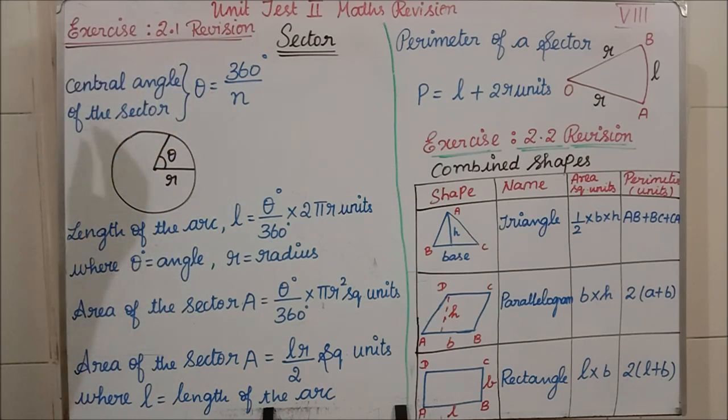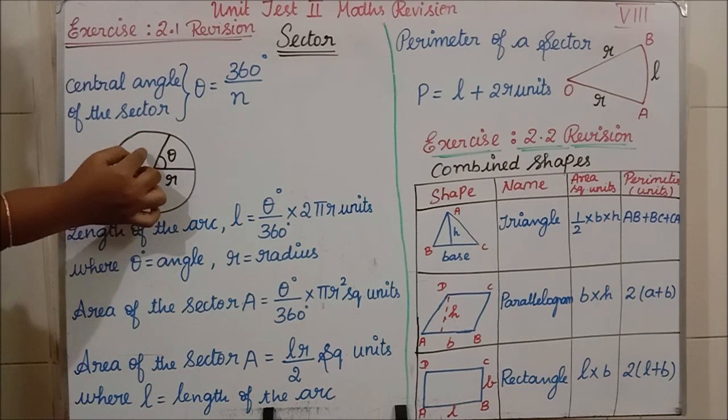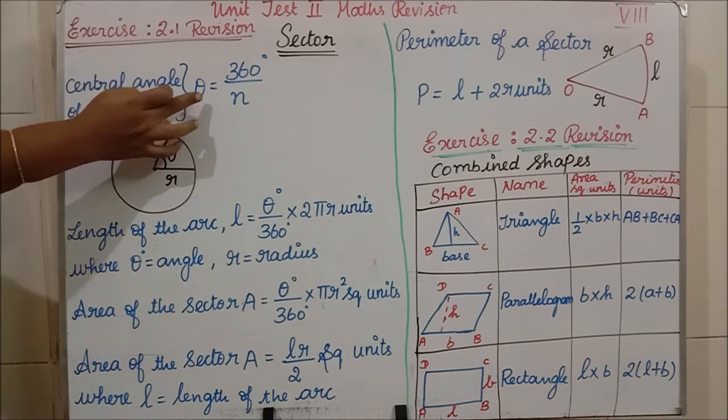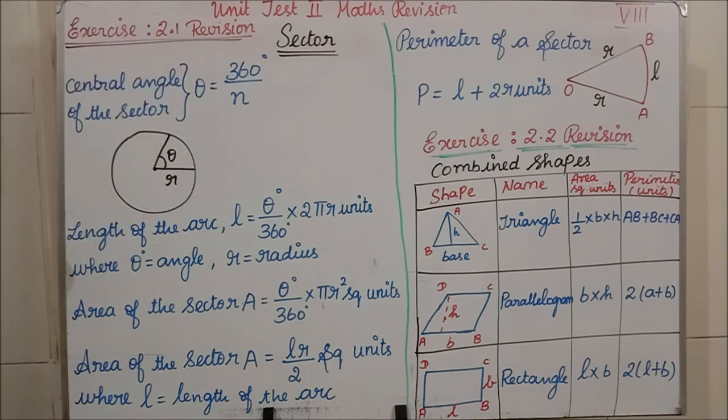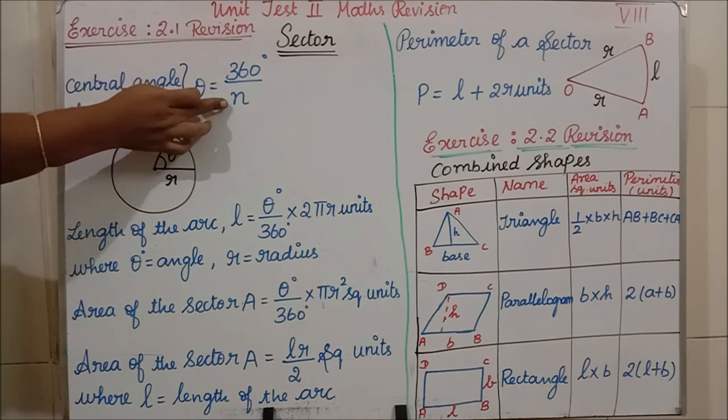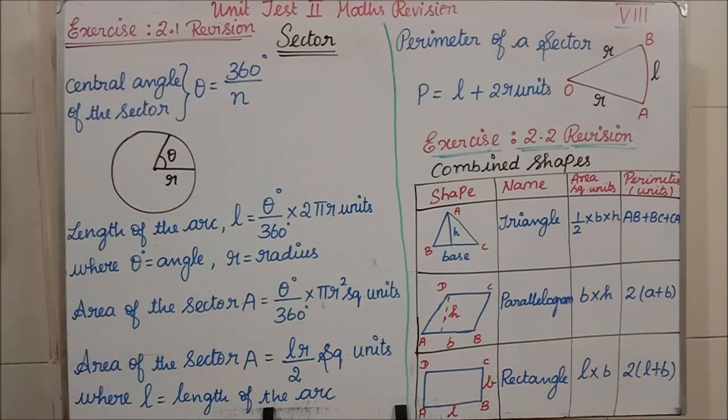Clear, students? Now, the central angle of the sector, what is the formula to calculate it? Theta is equal to 360 degrees divided by n. How many sectors you are going to make in the circle, according to that, if you are going to make 4, instead of n you have to substitute 4. So that you will get the central angle theta.